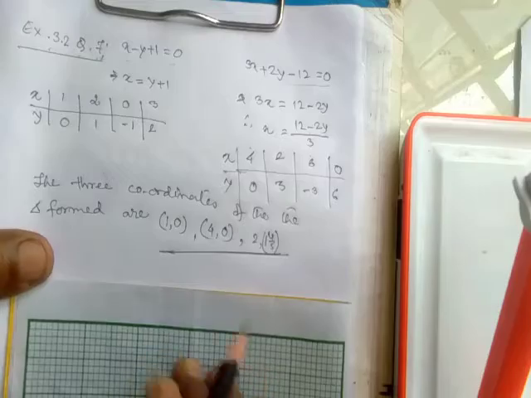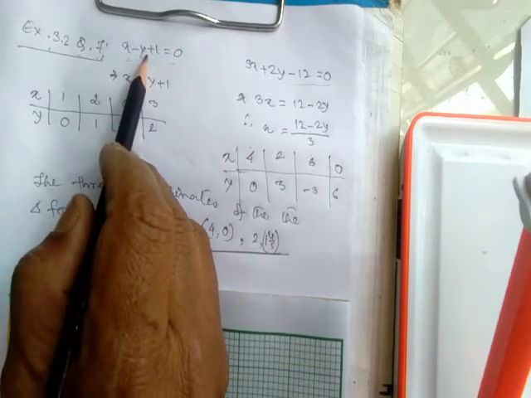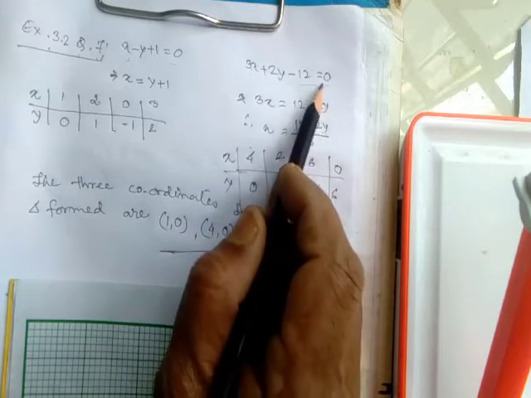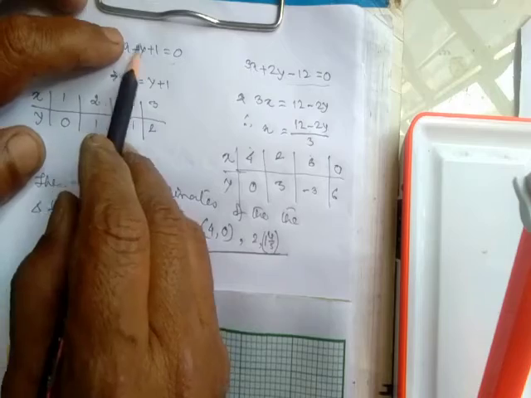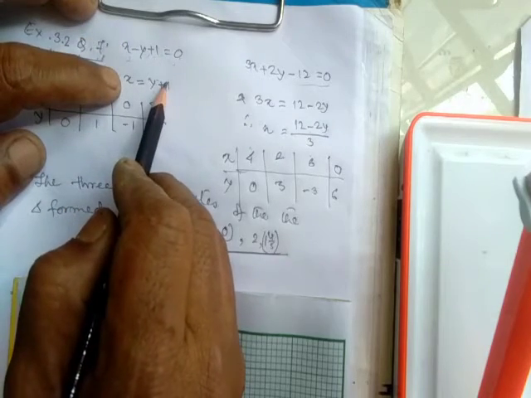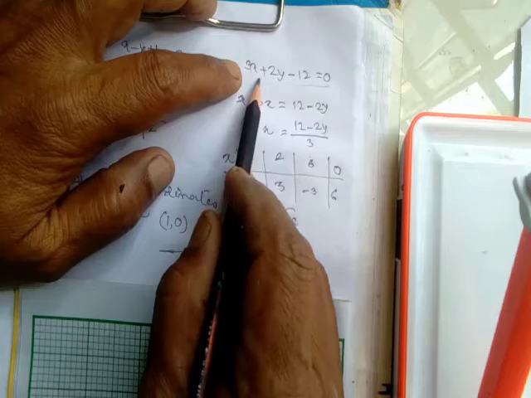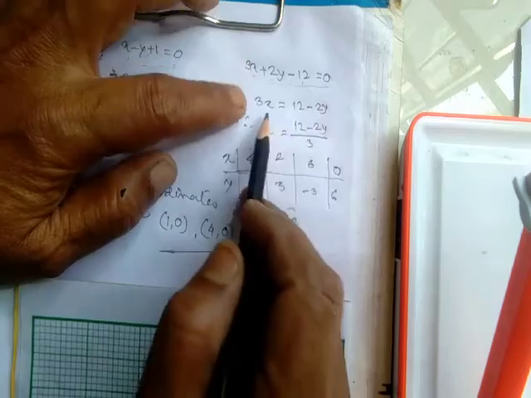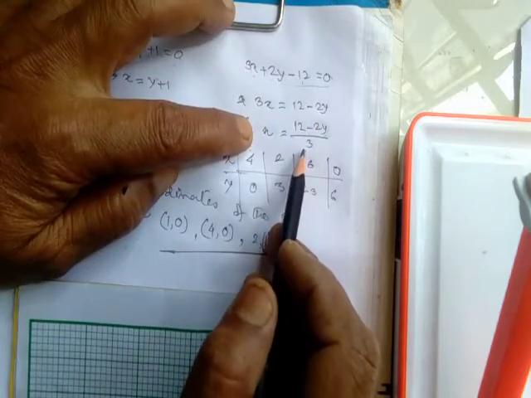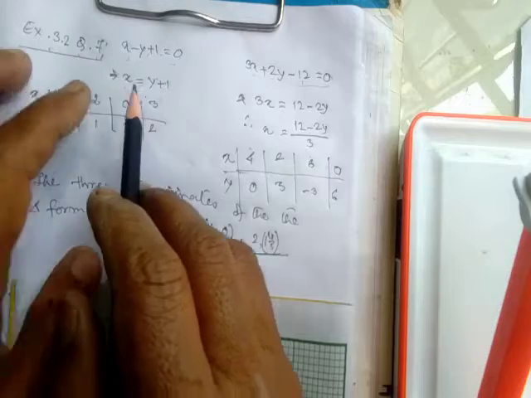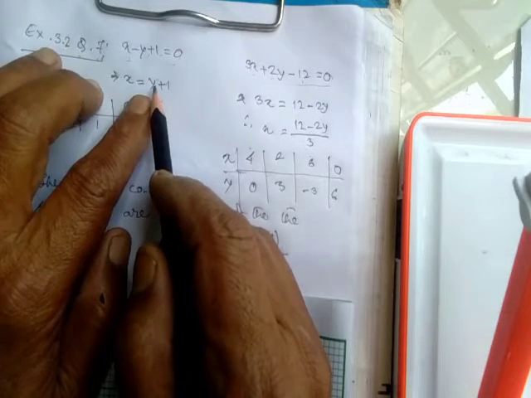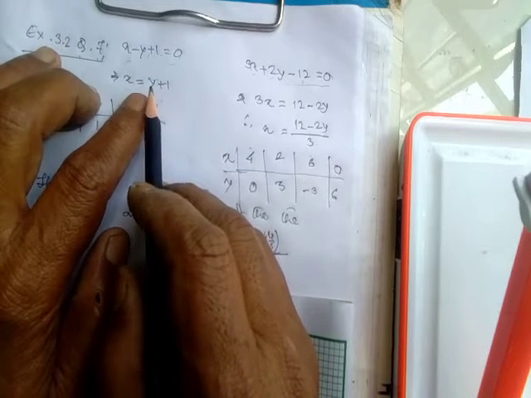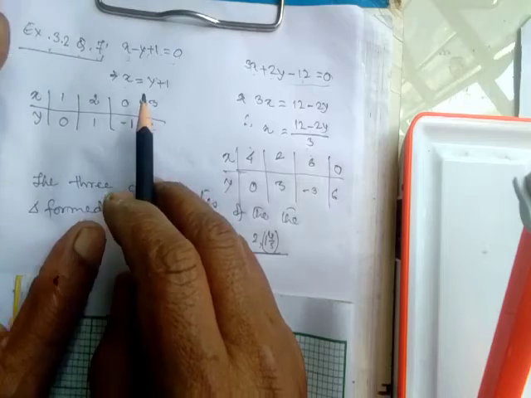The two equations given are x minus y plus 1 is equal to 0 and 3x plus 2y minus 12 is equal to 0. This implies x is equal to y minus 1, the other terms go to the other side. Here also 3x is equal to 12 minus 2y, so x is equal to (12 minus 2y) by 3. Now I will go on putting the value of y in equation 1, and in equation 2 get the corresponding value of x.